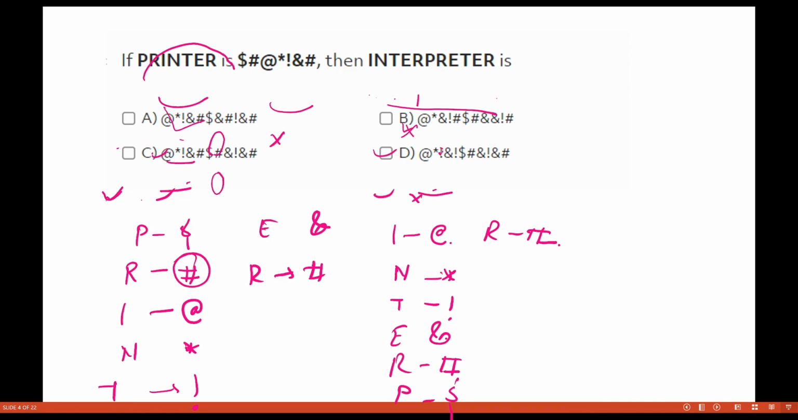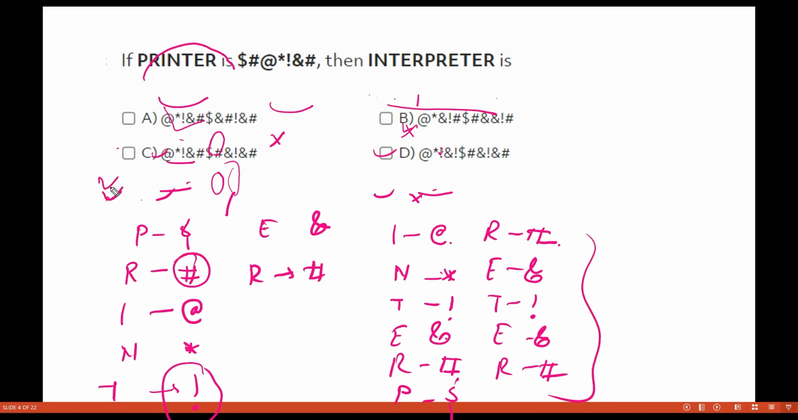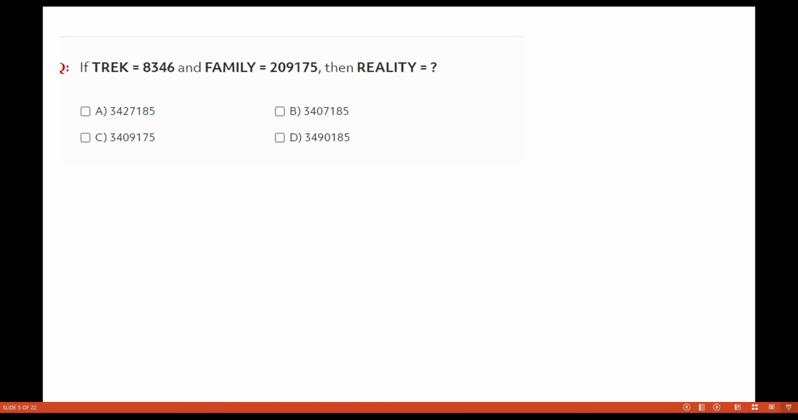Then afterwards you can obviously check, because till R we have done. E is obviously ampersand, so there is ampersand. T is obviously exclamation mark, so obviously exclamation mark. E is ampersand. R is hash, so obviously it is hash. So all these are done. Now C is our answer. It's very simple. We just have to see what the corresponding letter is. Here we saw P is the dollar sign, R is hash sign, I is at the rate, N is asterisk, T is exclamation mark, E is ampersand, and R is hash. Reasoning is very simple, but these kinds of questions do occur.